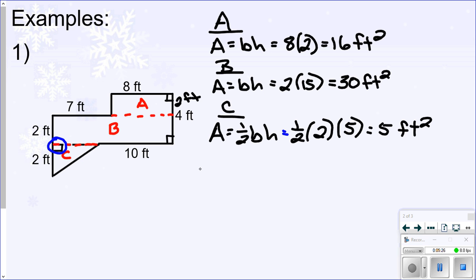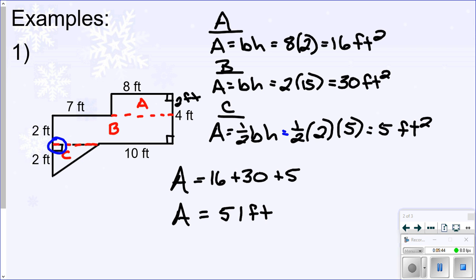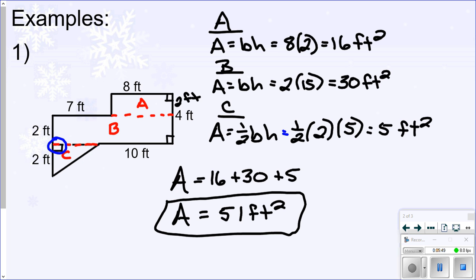For our final area answer, we just add these three pieces together. So 16 plus 30 plus 5. Our answer is 46 plus 5, which is 51 square feet. That's the area of that composite figure.